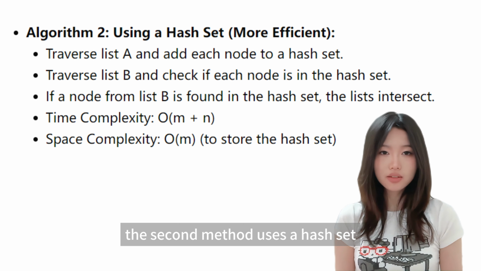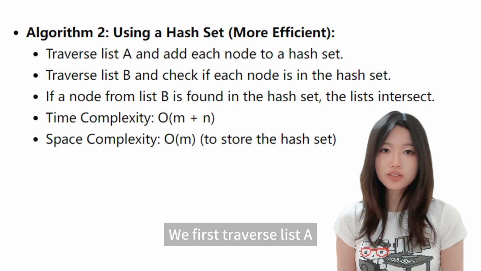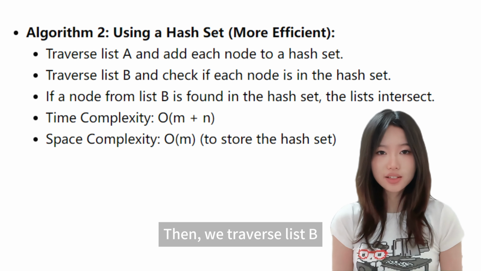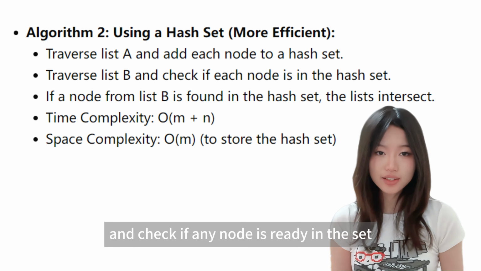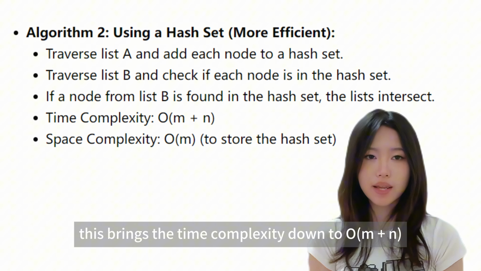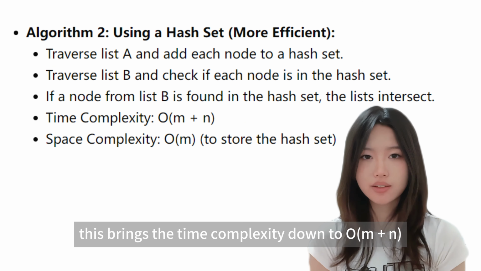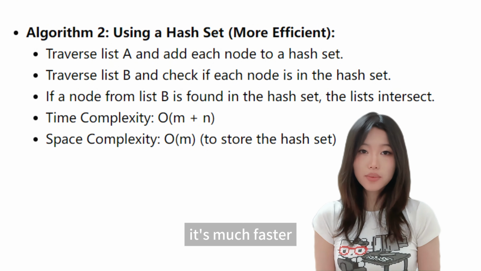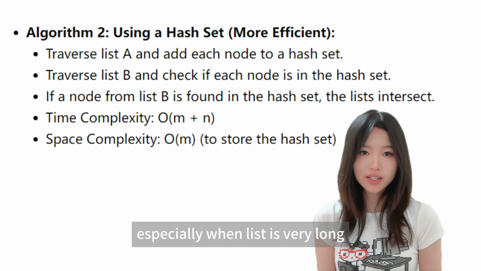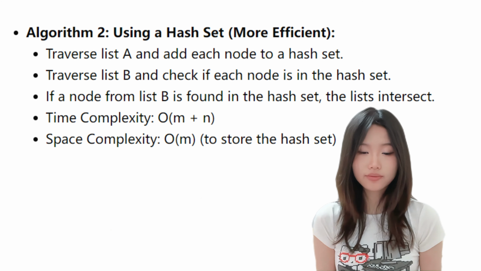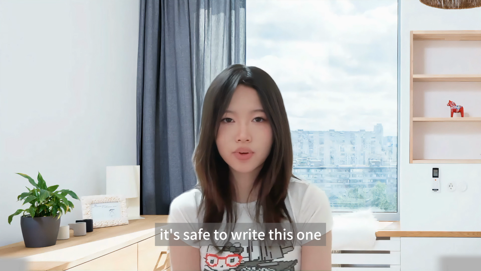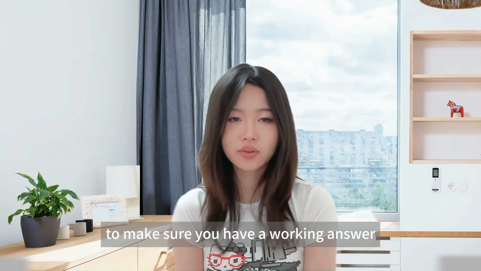The second method uses a hash set. We first traverse list A and store each node object in a set. Then we traverse list B and check if any node is already in the set. This brings the time complexity down to O(m plus n), but at the cost of O(m) extra space. It's much faster, but uses more memory, especially when list A is very long. Overall, this is a solid middle ground solution. It's safe to write at least one first in the interview to make sure you have a working answer.